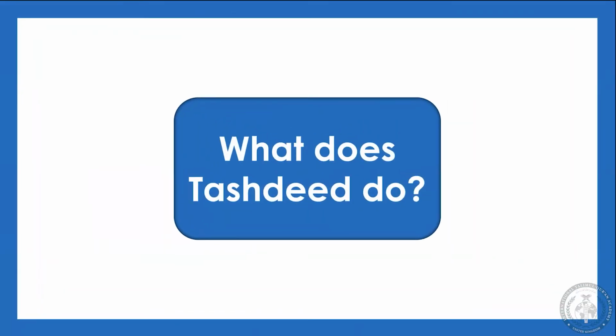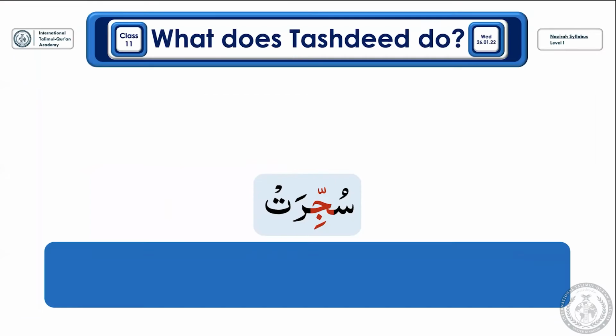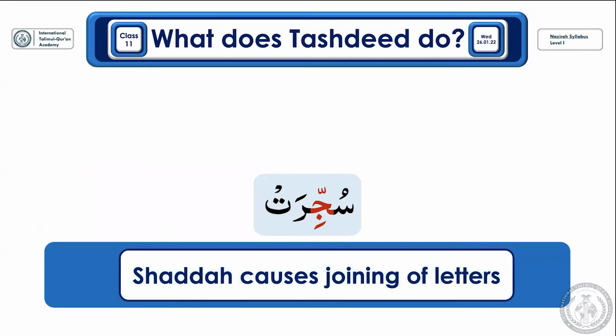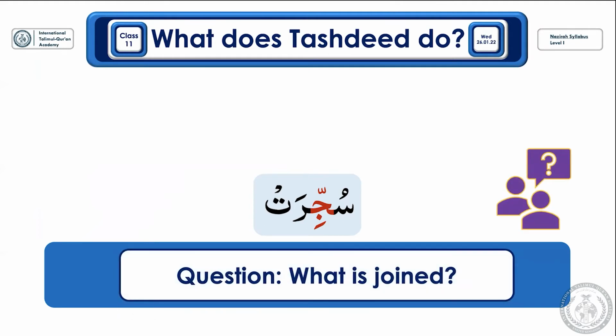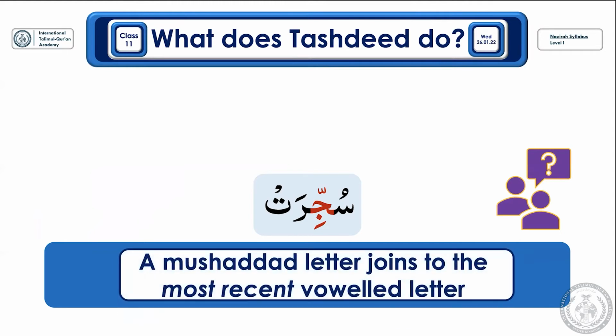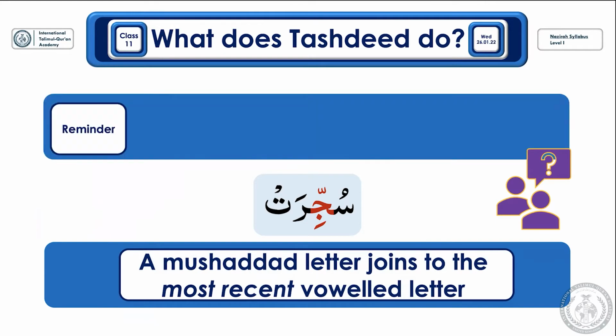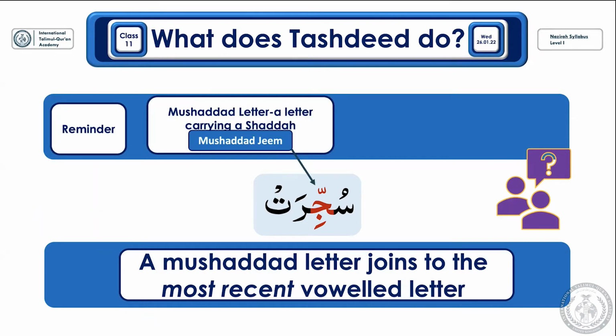Let's ask ourselves the question, what does tashdeed do? So, shadda or tashdeed, they mean the same thing, causes joining of letters. So you can ask yourselves the question, well, what exactly are we going to join? A mushaddad letter, a letter that carries a tashdeed, joins to the most recent vowelled letter. So let's remind ourselves, a mushaddad letter is a letter that carries a shadda. This is a mushaddad jeem. A mushaddad jeem, like all mushaddad letters, will join to the most recent vowelled letter.